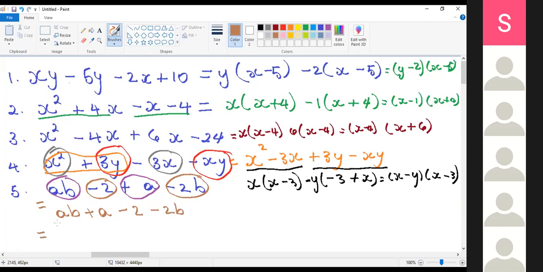What's the factor for A, B, and A? A. A, and then in the bracket you'll have B and something else. 1 plus B, or B plus 1. Good. 1 plus B, same thing.